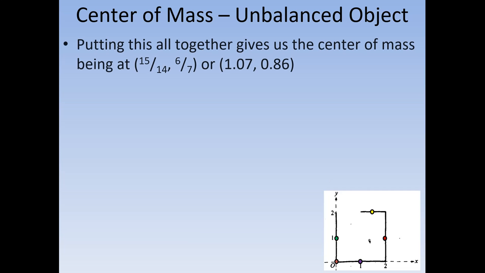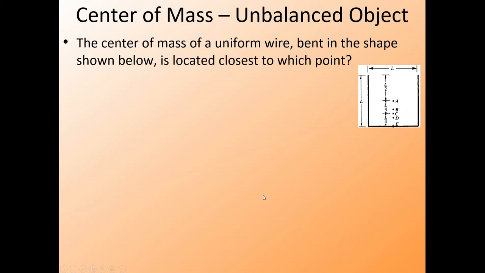So putting this all together, we end up getting that the coordinate for the center of mass is going to be 15 over 14, comma 6 over 7, which is a little bit over 1 and a little bit under 1. So my center of mass will actually be right about here. This makes sense because if this segment was actually completed, it would have been directly in the middle. So getting rid of this top section makes the center of mass move a little bit to the right, since now there's a little bit more on the right hand side, and a little bit down since this is the heavier side. So that makes about enough sense.